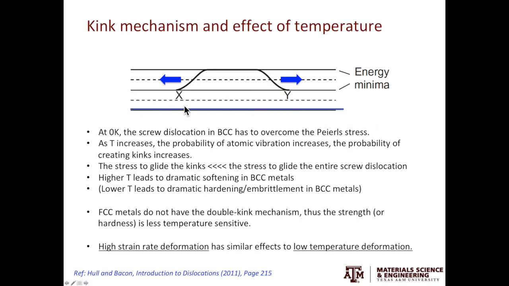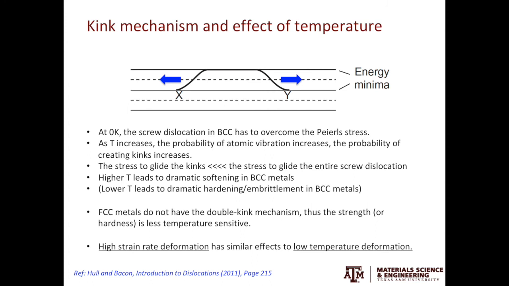Assuming we are at 0 K, then the screw dislocation can only glide by overcoming the Peierls stress. The kink mechanism cannot be activated because it is thermally activated. Now, let's increase the temperature. As temperature increases, the probability of atomic vibration increases, then the probability of creating kinks increases. And gliding these kinks is much easier compared to gliding the entire screw dislocation. Therefore, higher temperature leads to more kink generation, which leads to dramatic softening in BCC metals. Similarly, we can infer that lower temperature can lead to a dramatic increase in hardness and strength in BCC metals.